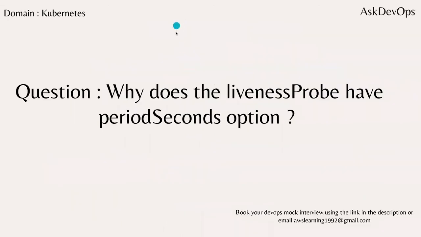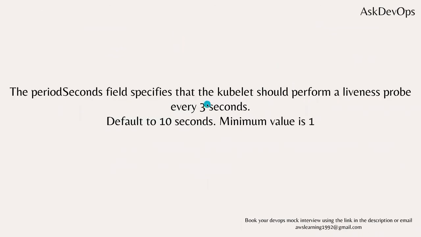Okay, let's go to the next question. The question is from Kubernetes: why does the Liveness probe have the period seconds option? This question is in depth. Not everyone would have used a Liveness probe, nor would everyone have used the period seconds option. So the expectation here is, if you don't know, it is totally okay, but you should at least know what a Liveness probe is. So let us see what this option is.